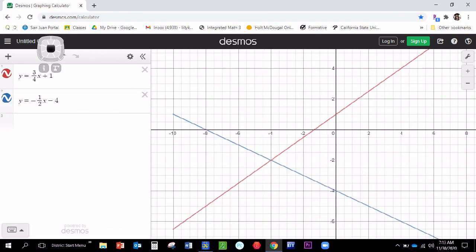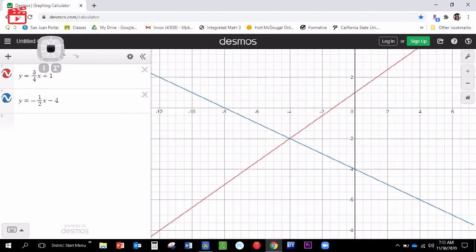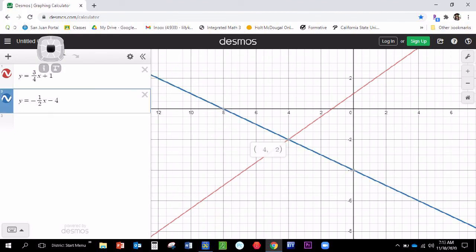I'm going to get rid of this toolbar. Here it is, and they graphed it for you so we know this also has one solution, and it's really cool because you can hover over the intersection and it tells you the answer. For the second example of these two equations, our one solution is -4, 2.